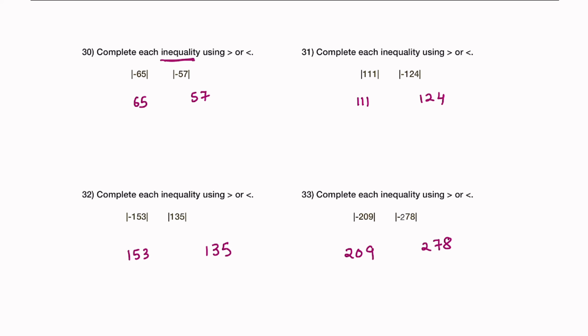So we know that 65 is greater than 57, 111 is less than 124, 153 is greater than 135, and finally 209 is less than 278. And that's it. So quick, right? Good, let's go to the next one.